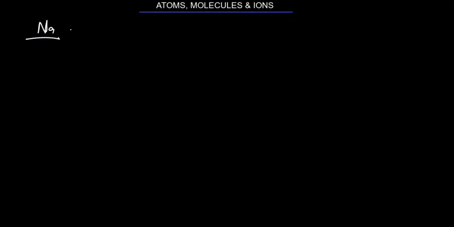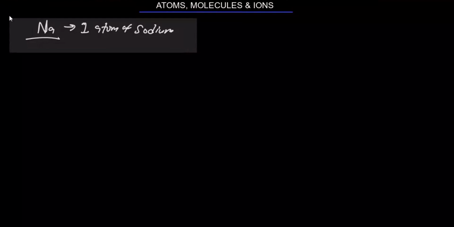Now, looking at this, if I have Na, what will you tell me? Na represents one atom of sodium. Take note, any chemical symbol you know represents one atom of the element. Now, we know this already. So let's quickly go to something that is very vital, which is called the representation of atoms.